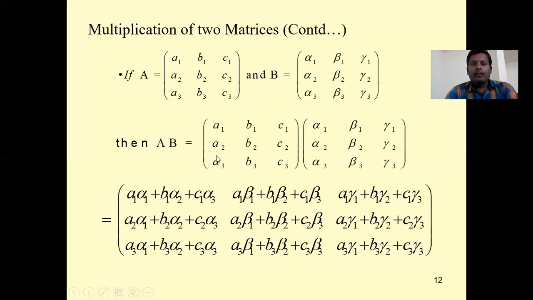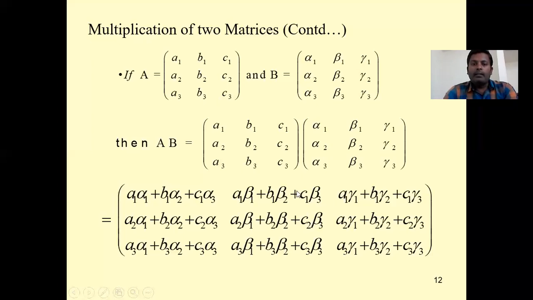Next, the second row of the first matrix, and we can do the same with the first column, second column, and also third column. You see here, the same way, A2 into alpha 1, plus B2 into alpha 2, plus C2 into alpha 3. The second row of the first matrix and first column of the second matrix is completed.